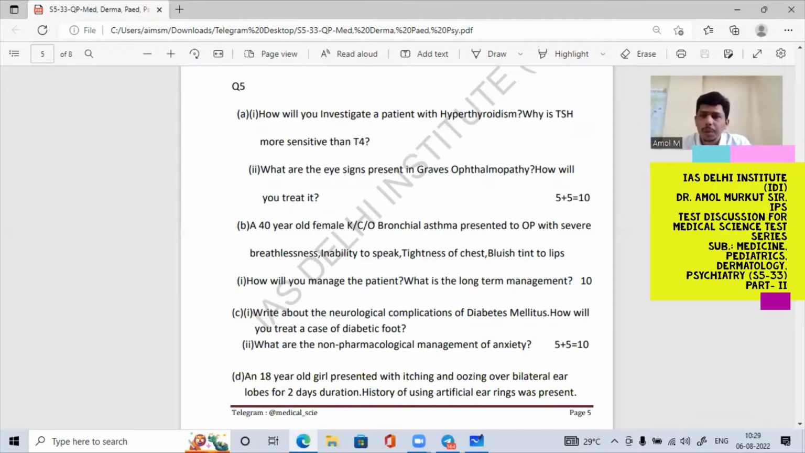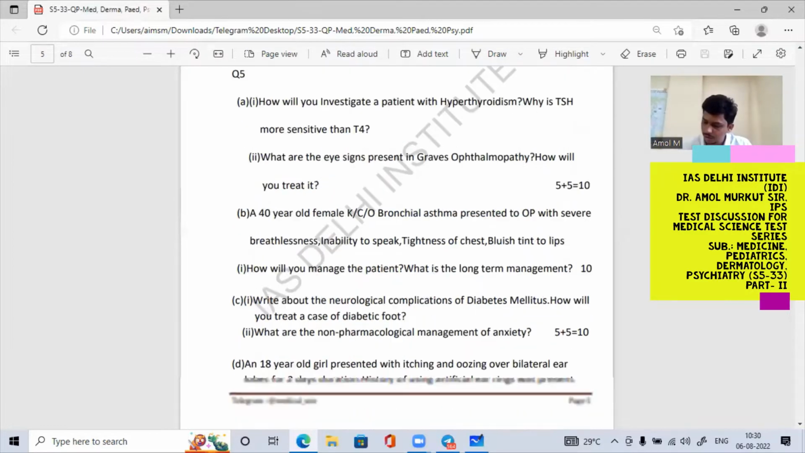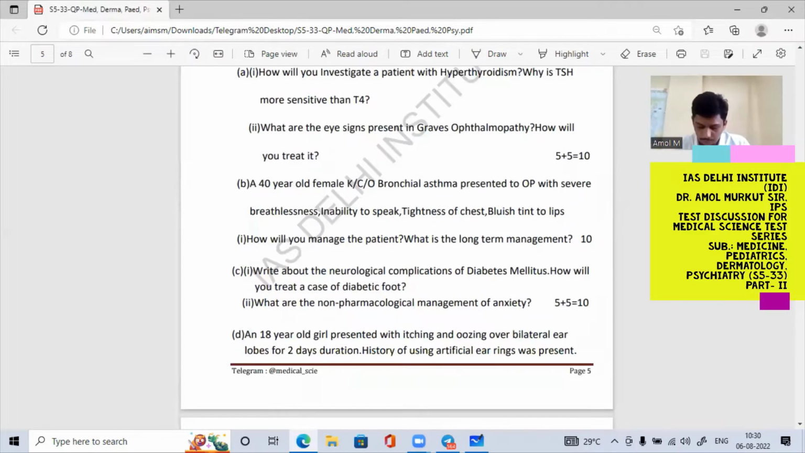So what you have to do? You have to write there that the patient is suffering from status asthmaticus or acute severe attack of bronchial asthma. So when you write that, then your treatment will make more sense. Okay. So don't worry. There is a treatment chart. You have to write the treatment in terms of a flow chart.